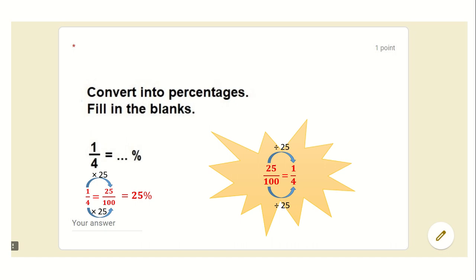I want all of you to know this conversion by heart. 25 out of 100 is equal to 1/4 in the simplest form, and also 1/4 equals 25 out of 100 equals 25%. Please remember this conversion by heart so you don't need to calculate anymore if there is a question like this.